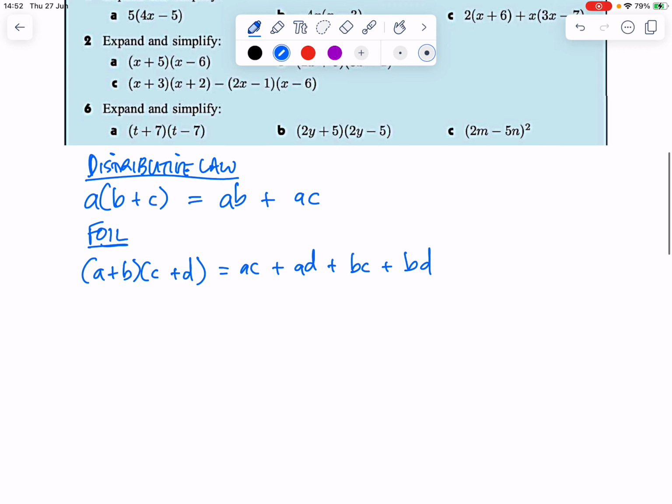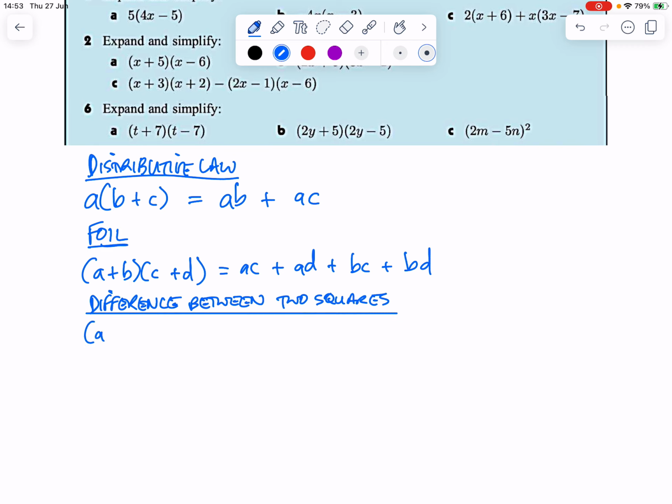After FOIL, I taught you difference between two squares, which look like this. A plus B bracket A minus B. So the same terms, the only difference is the add and the subtract. And that simplifies to A squared minus B squared.